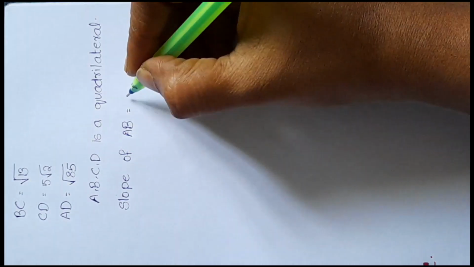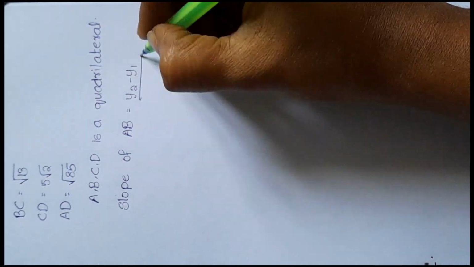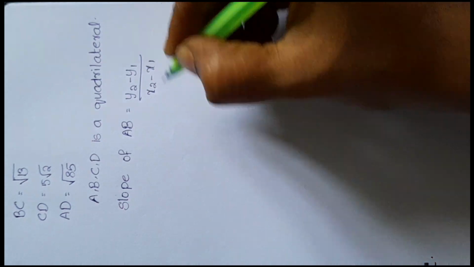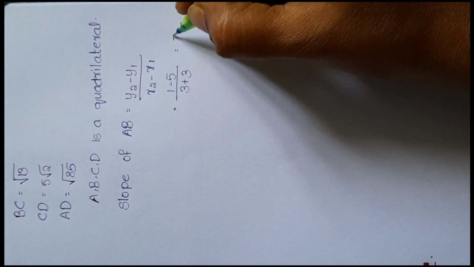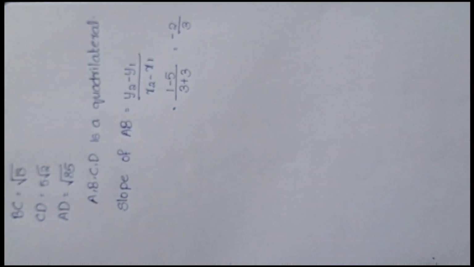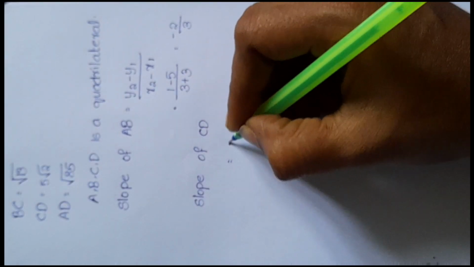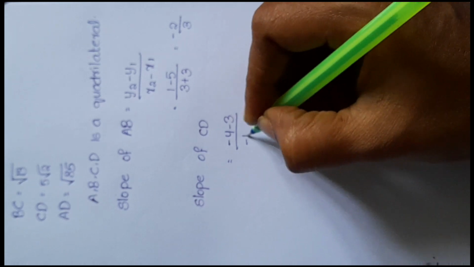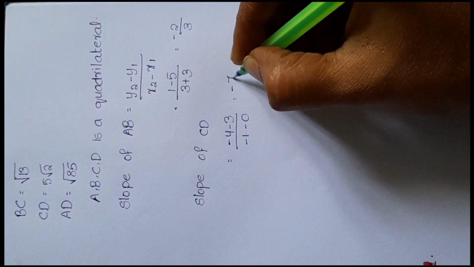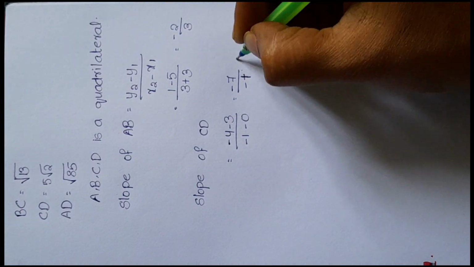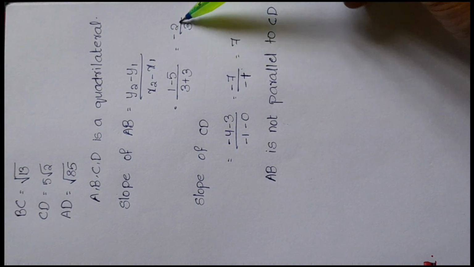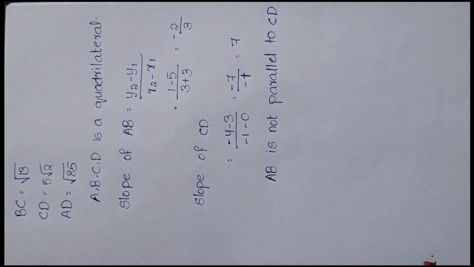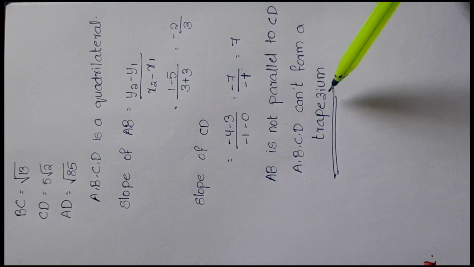Now the slope of AB is (y2 minus y1) by (x2 minus x1). Substituting the values, (1 minus 5) by (3 plus 3), which is equal to minus 2 by 3. Slope of CD is equal to (minus 4 minus 3) by (minus 1 minus 0). We get this as minus 7 by minus 1, which is equal to 7. Here AB is not parallel to CD. That is, both the slopes are different. So points A, B, C, D can't form a trapezium.